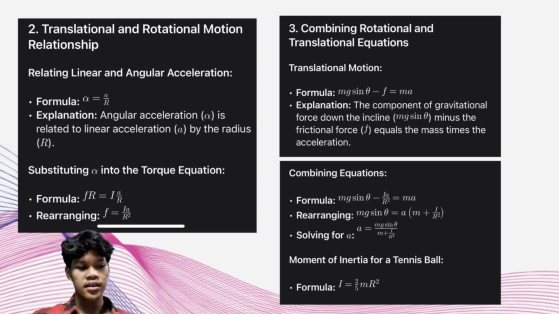And then we substitute α into the torque equation. The formula is F r equals I times angular acceleration over r, and we rearrange it. Third, we combine the rotational and translational equations. We get mg sin θ minus f equals ma, and there is an explanation about it. And then we combine the equations so we can solve for the angular acceleration. And then the formula for the tennis ball is moment of inertia equals 2/5 m r squared.